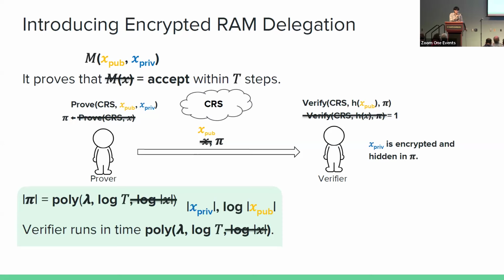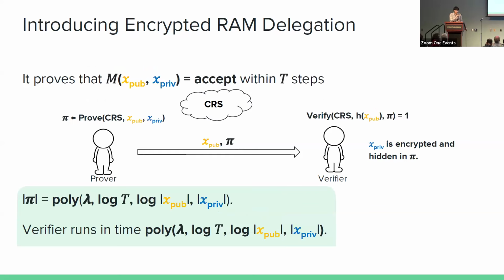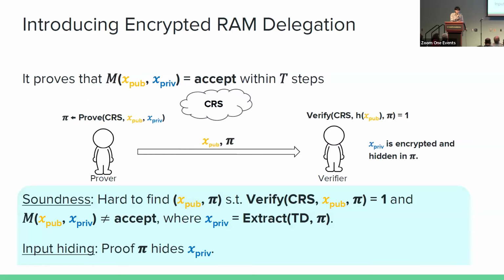And since we already encode X private inside proof pi, we relax the efficiency requirement, where we allow the proof size to grow polynomially with the size of X private and logarithmically with X public still. And the same for the verifier's running time. And for soundness, we guarantee that it is hard to find a pair of X public and proof pi such that the verifier accepts, but there is actually no valid X private where the machine could accept X public and X private. And also the input hiding property: the proof pi hides X private. The verifier doesn't have any information about X private just from proof pi.